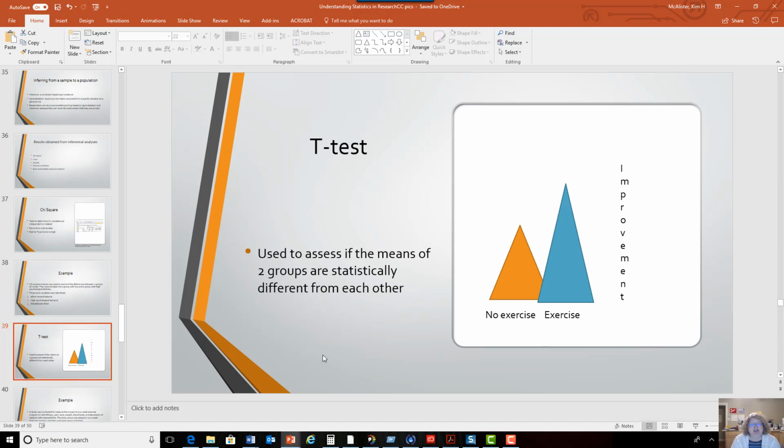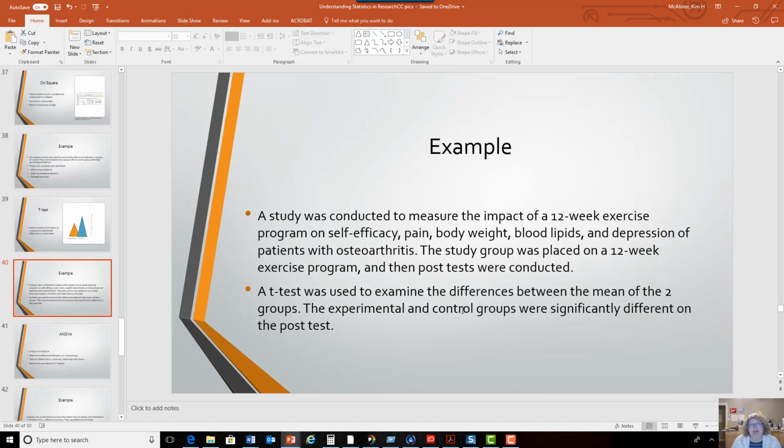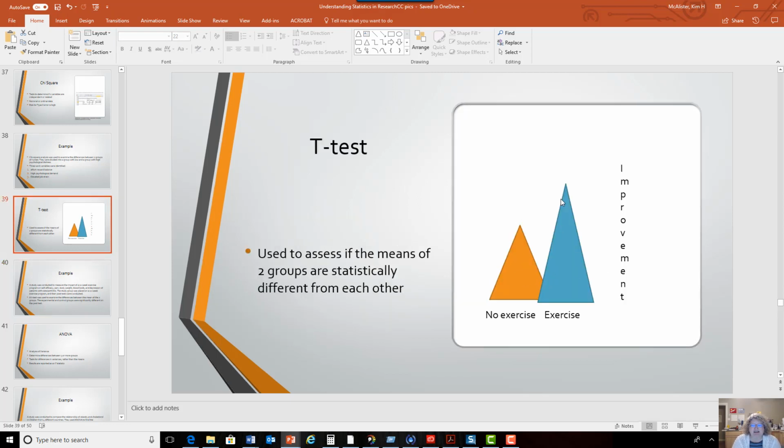A t-test can be used to assess if the means of two groups are statistically different from each other. So in this example, we did a study to look at the impact of a 12-week exercise program on a variety of measures: efficacy, pain, body weight, and so on. The group was placed on a 12-week exercise program, and then post-tests were conducted. The control group did not do any exercise. And then you can do a t-test, and the results will show what the improvements are.